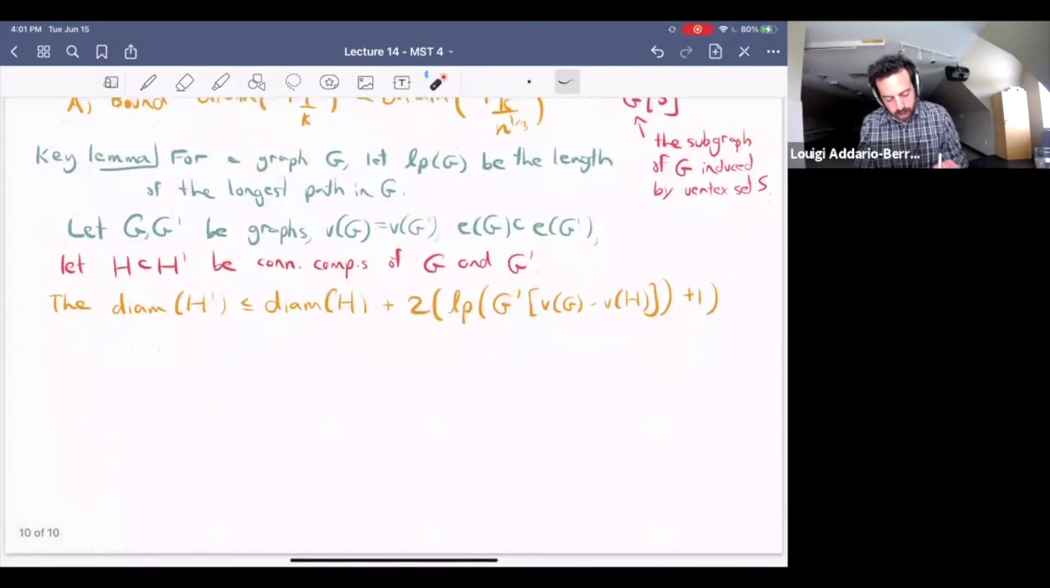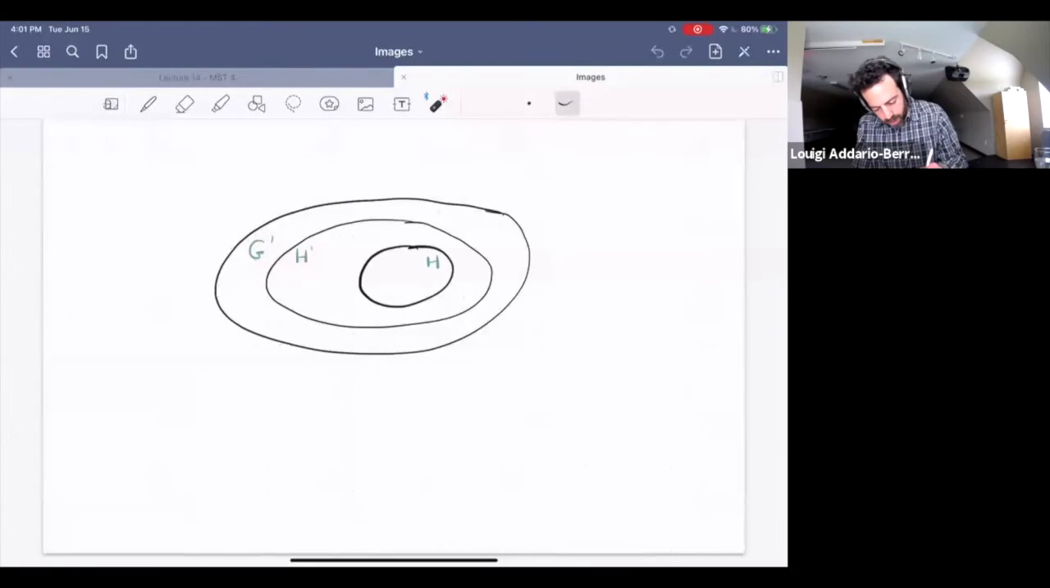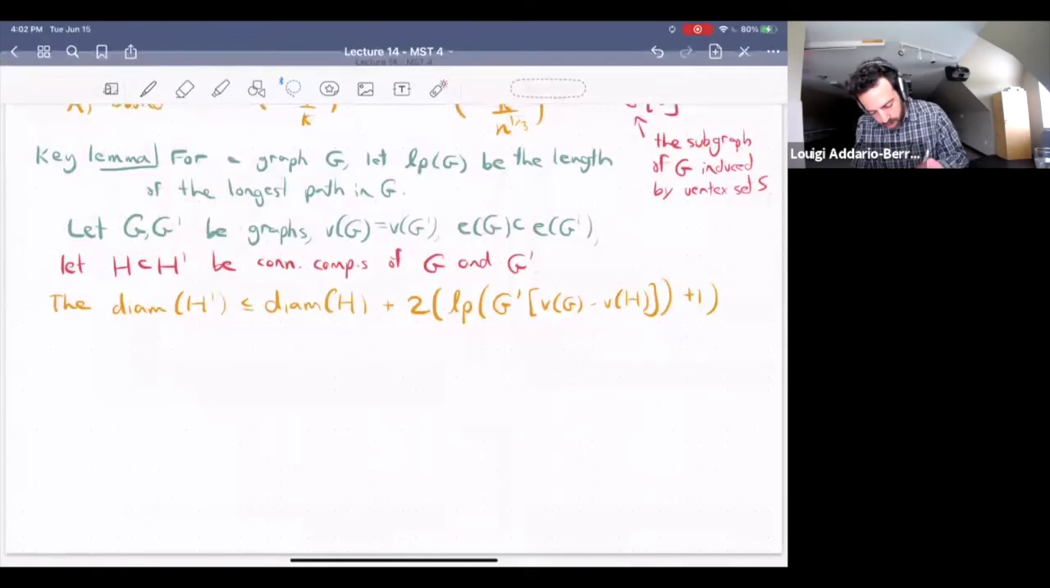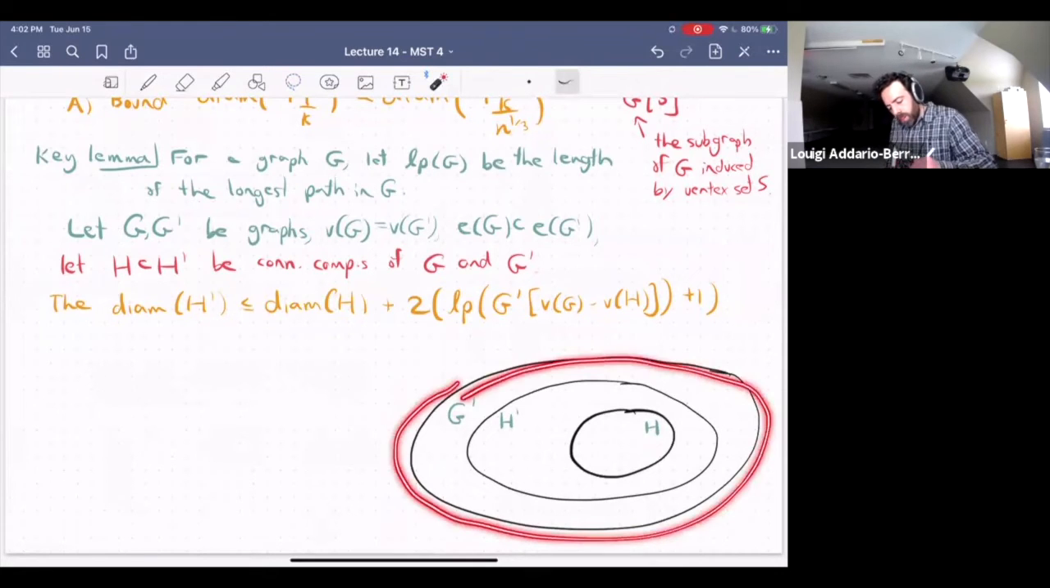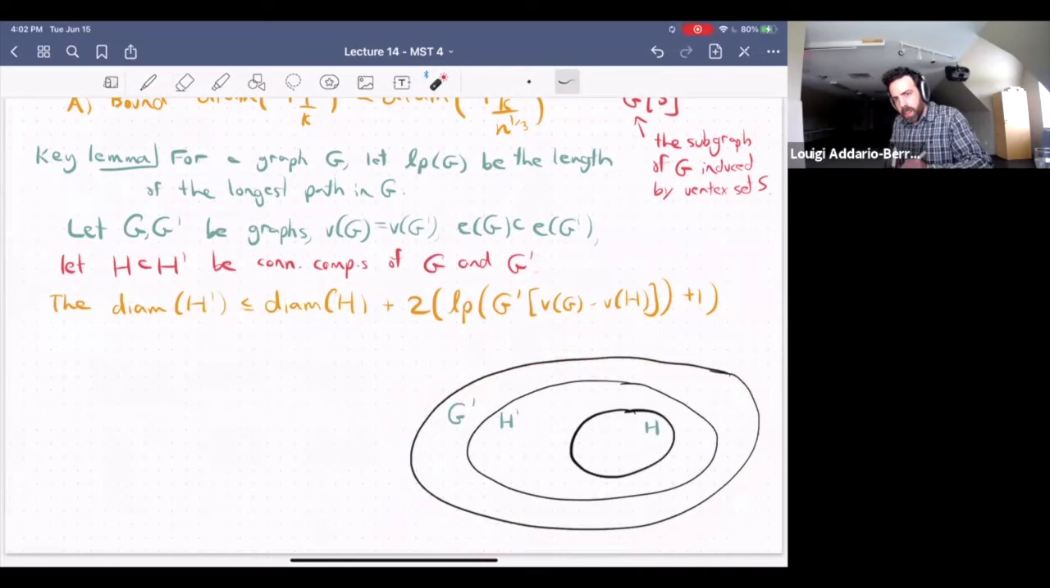So this lemma becomes easier to parse if I just show you the picture of what's going on. Here's the picture. This is the graph G prime. This blob here has the same vertex set as G. And now H is a component of G, H prime is a component of G prime. And we're trying to bound the diameter of H prime in terms of the diameter of H plus the longest path in what's left if you remove H from this picture. So let's think about how much the diameter could increase when you move from H to H prime.